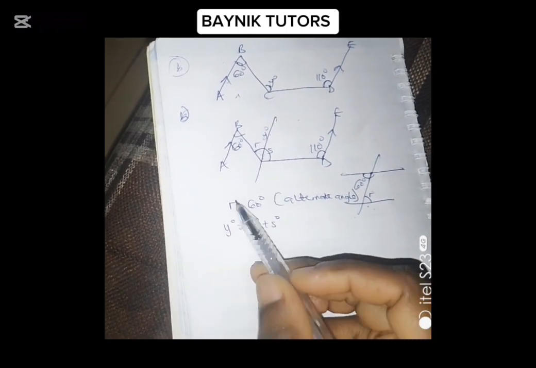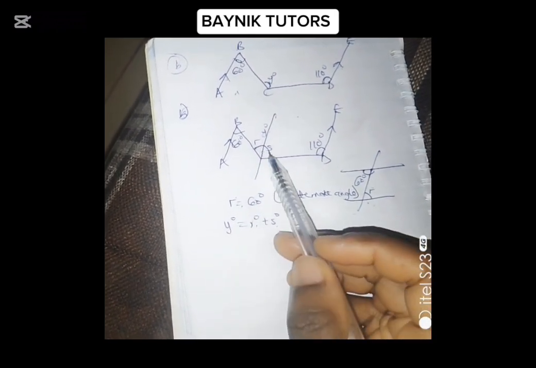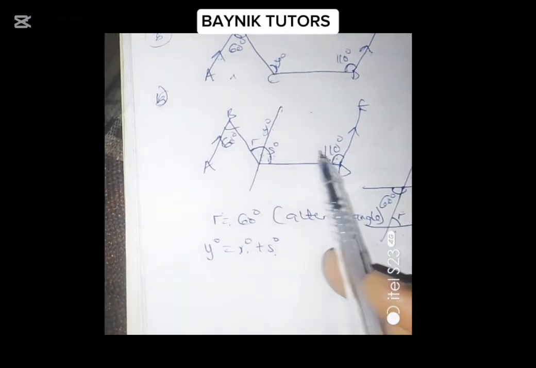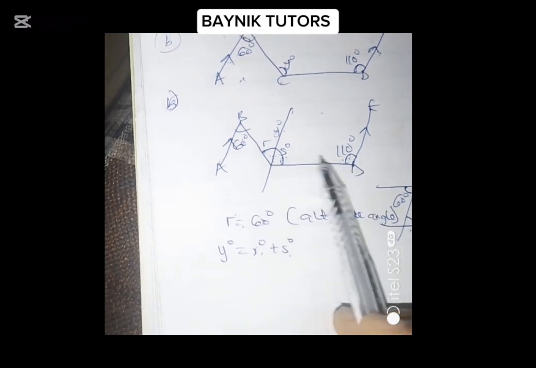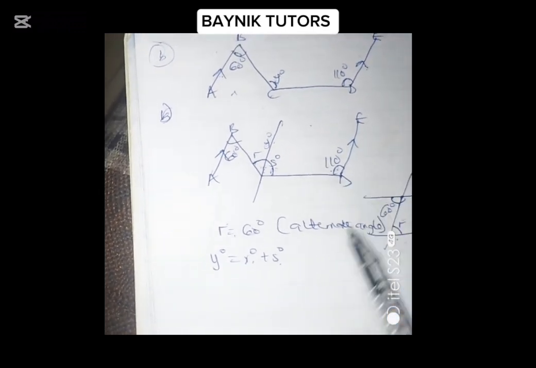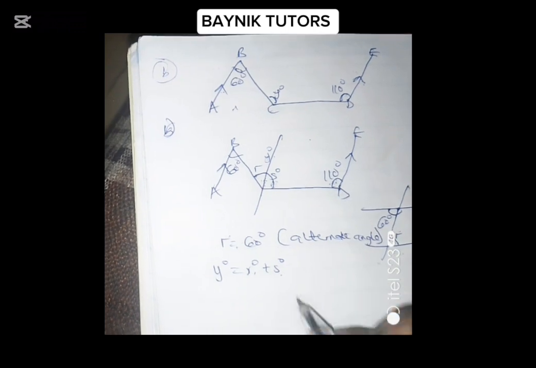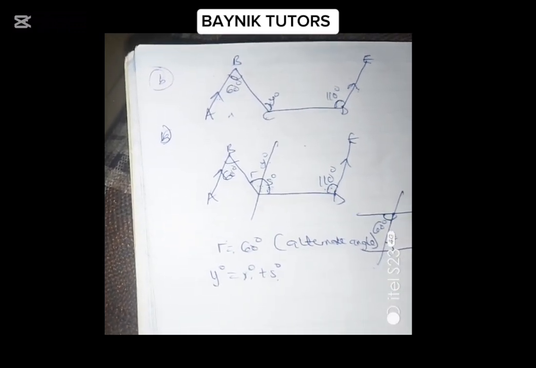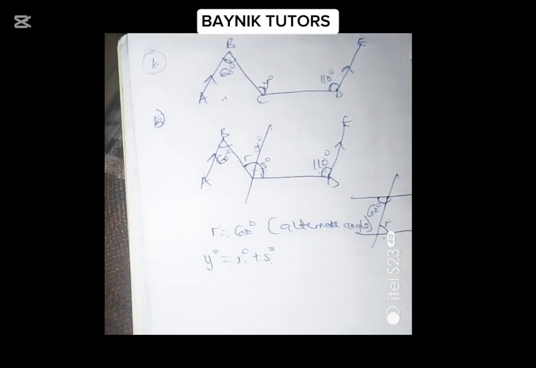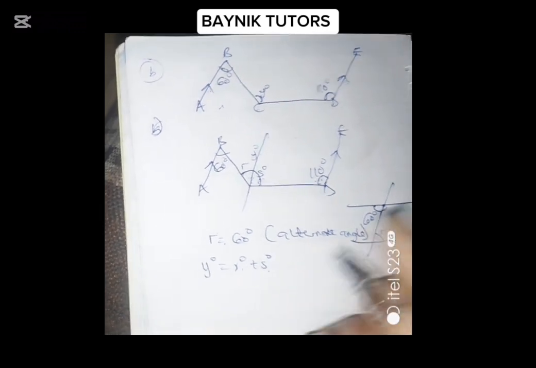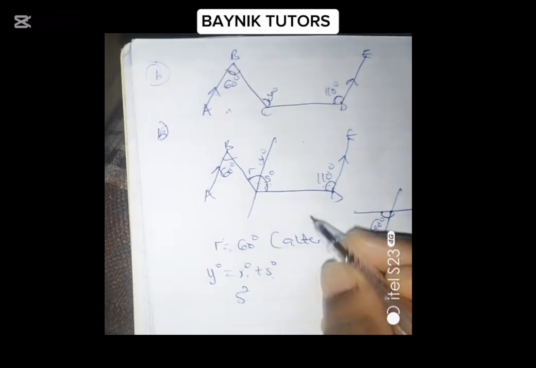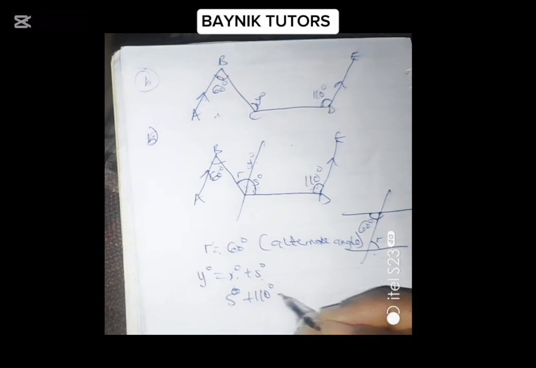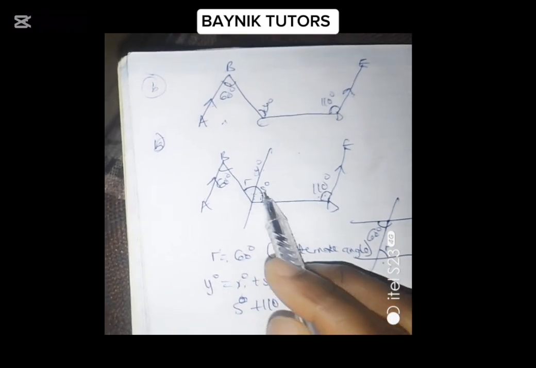So we already know what R is. So what is S? Now this one and this one, they call it sum of interior opposite angles. You get it now? So this sum of interior opposite angles equals 180 degrees. I already told you what this means. You understand? If you go back and scan through the angles I uploaded then, you will understand better. So that is S plus 110 degrees equals 180 degrees.